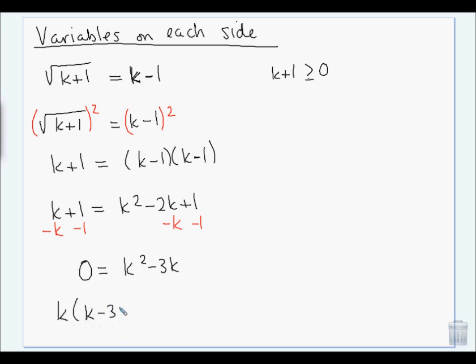I can factor out a k, which gives me k times k minus 3 is equal to 0. And then remember, we split that. So k equals 0 or k minus 3 equals 0. So I have k equals 0 or k equals 3. Now, one of these is most likely not going to work.